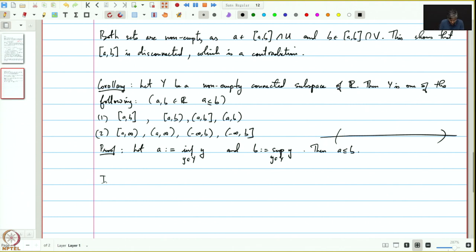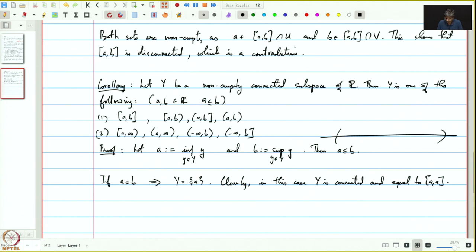So if A is equal to B, this clearly implies that Y is just the singleton set {A}. I leave this as an exercise. And clearly in this case, Y is connected and equal to this interval [A, A]. Okay? So if A is strictly less than B, then we claim that the open interval (A, B) is contained in Y.